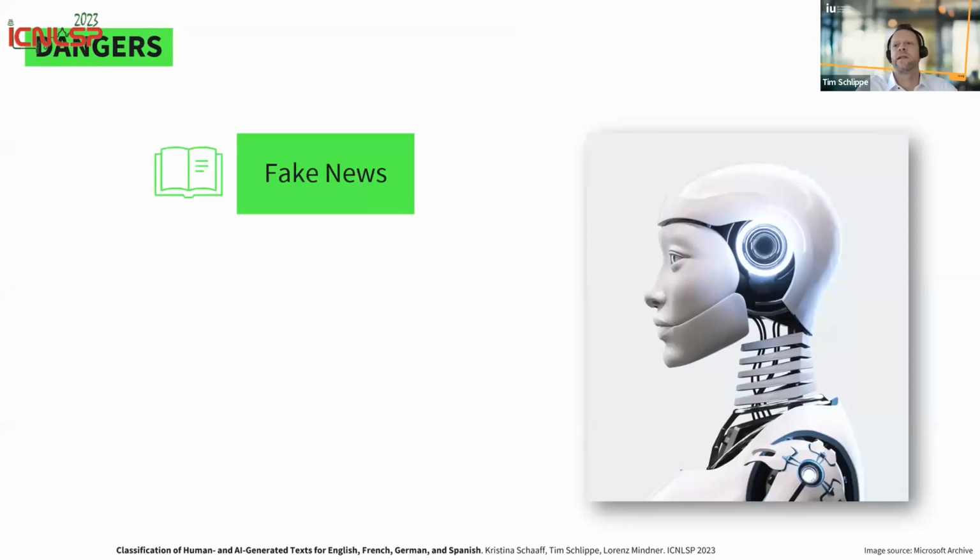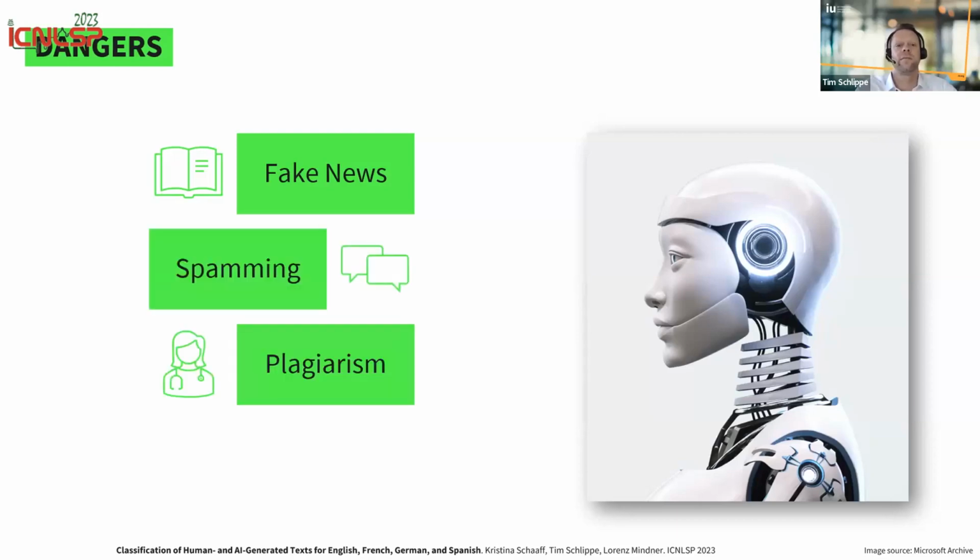But as AI algorithms improve, detecting AI-generated content accurately becomes increasingly challenging, posing issues such as fake news generation, spamming, and plagiarism, and so on. Therefore, tools that can differentiate between human and AI-generated content are really crucial nowadays.